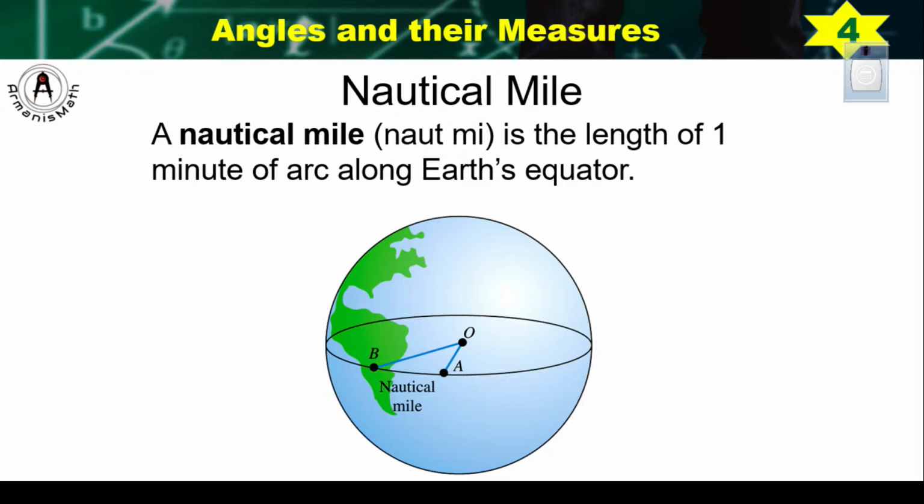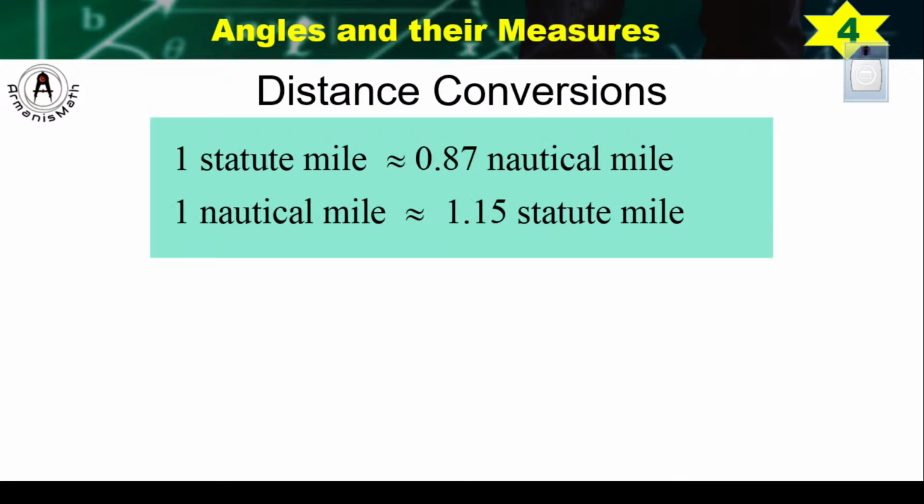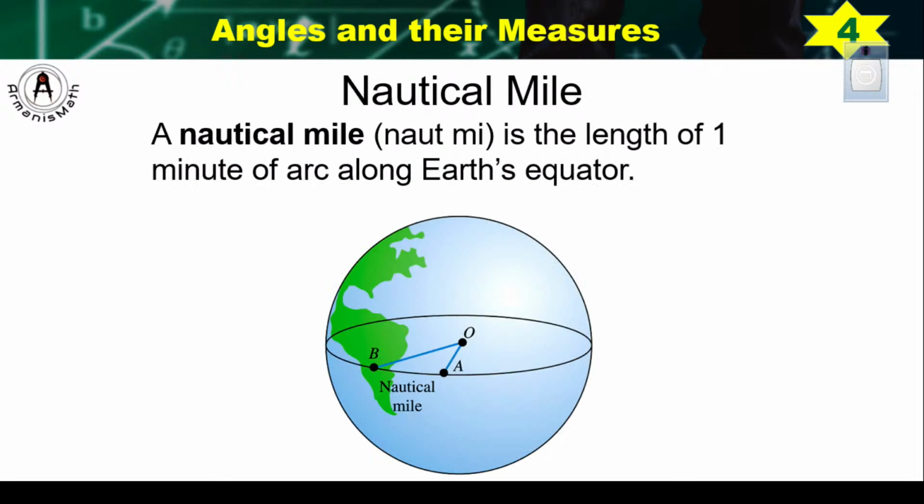Basically, they're telling you that you need to use the arc length in different applications, and this is one of them. 1 statute mile equals 0.8 nautical miles, and 1 nautical mile equals 1.15 statute miles. Okay, I'm going to pause here. This should conclude our lecture today on basic angle measurement, or angles and their measures.